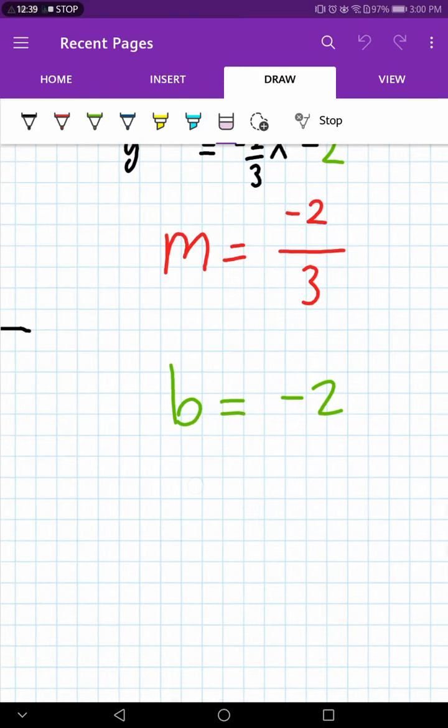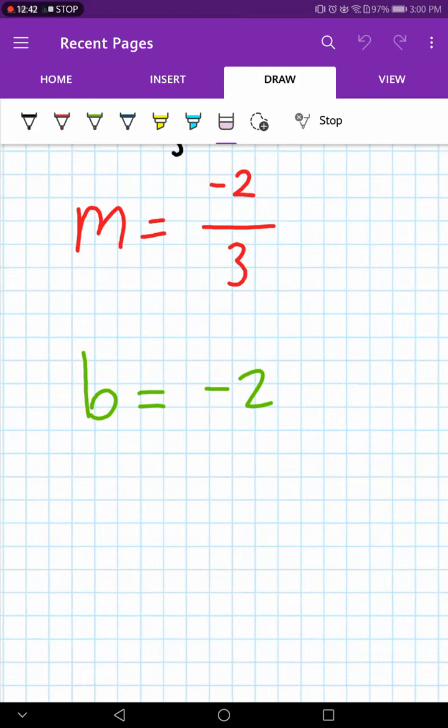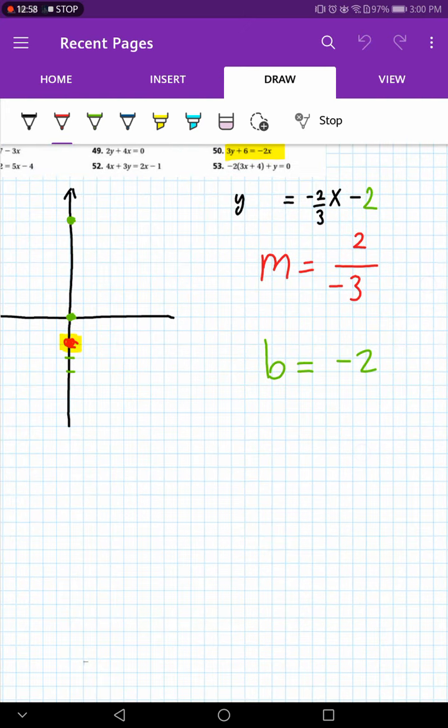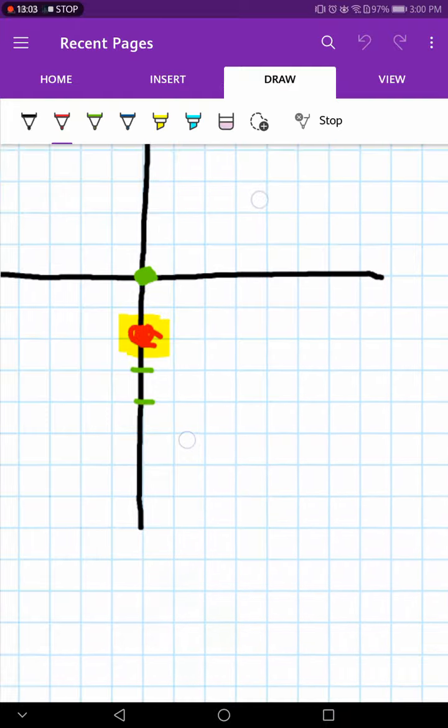See, I have m equal here negative 2 over 3. And he said to me, move down 2 steps and to the right 3 steps. If I put the negative down, how will we move? To the top 2 steps and to the left 3 steps. You mean 2 steps up and 3 steps left. Okay, let us try.